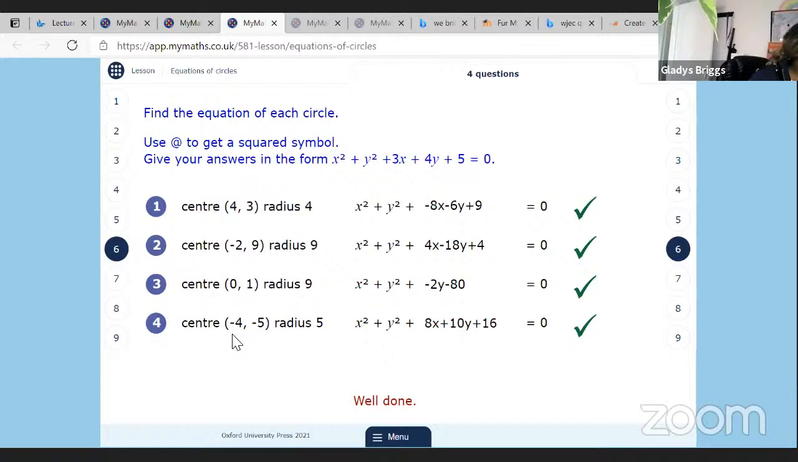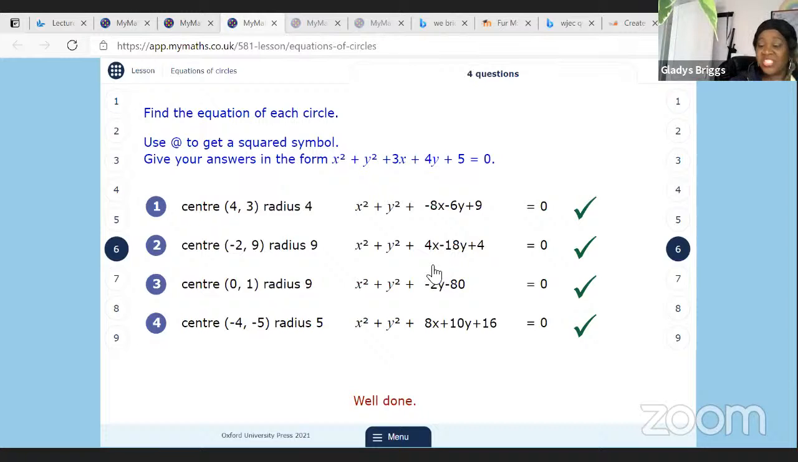And if you know that you couldn't get these answers, please screenshot these questions with the answers in so that you go and find out how to work them out and get them correct, okay? Well done to you all.